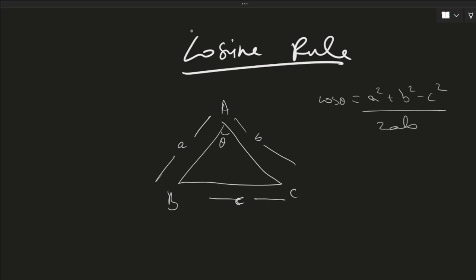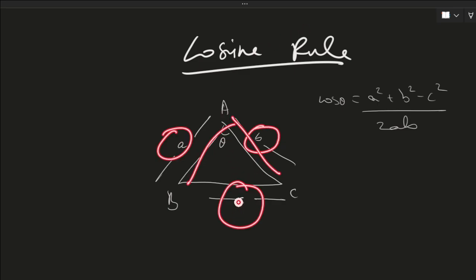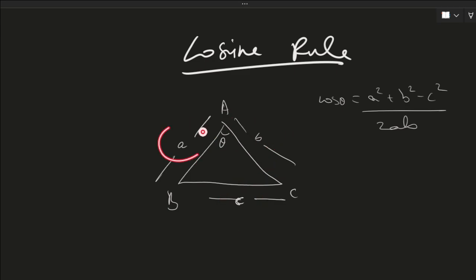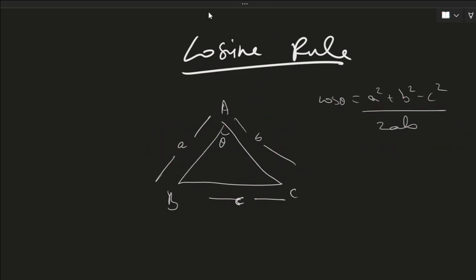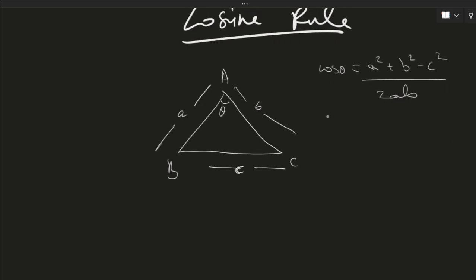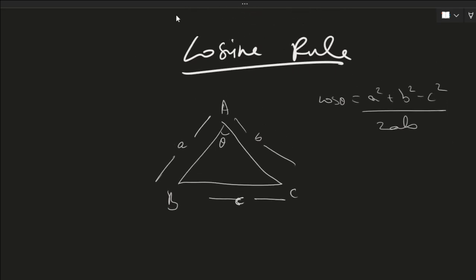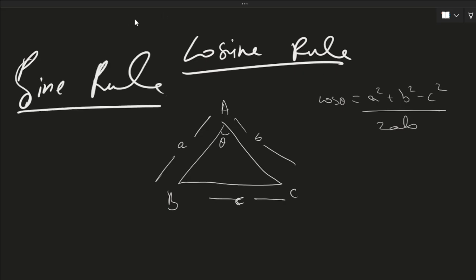Pretty simple, right? Just add the square of this side, add the square of this side, the adjacent sides, subtract the square of the opposite side, and just multiply the denominator by 2ab. You'll get a hang of it pretty fast. This is the formula, and I'm gonna derive that. I'm also going to derive the sine rule, but we'll get to that later.